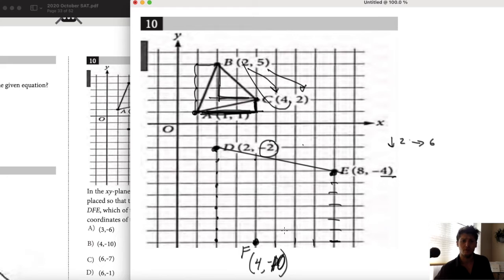So use the points to your advantage. Don't just do the counting thing. But I think both approaches are useful, right? So this was similar triangles, double the distances, and not worrying about the distance formula.